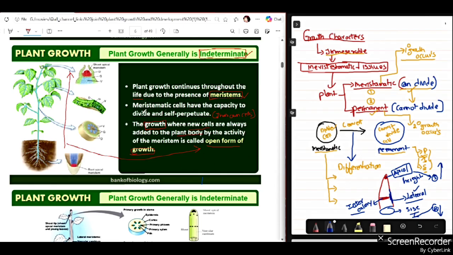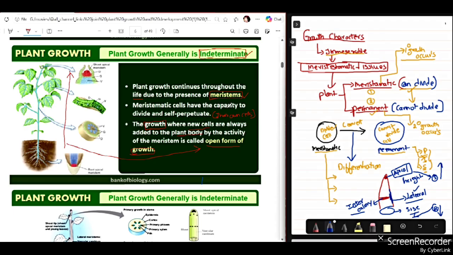So because of the meristems, plant growth is indeterminate. Meristematic cells have the capacity to divide. These are all the points which are present in the NCERT. So we are covering both here. This is the normal notes, and this is the NCERT points with the diagrammatic representation. You can easily consider between these two, and no point will be missed. If you focus here, you can easily complete it now.